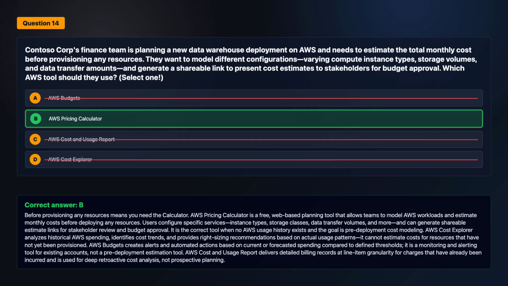AWS Cost Explorer analyzes historical AWS spending, identifies cost trends, and provides right-sizing recommendations based on actual usage patterns. It cannot estimate costs for resources that have not yet been provisioned. AWS Budgets creates alerts and automated actions based on current or forecasted spending compared to defined thresholds. It is a monitoring and alerting tool for existing accounts, not a pre-deployment estimation tool. AWS Cost and Usage Report delivers detailed billing records at line-item granularity for charges that have already been incurred, and is used for deep retroactive cost analysis, not prospective planning.